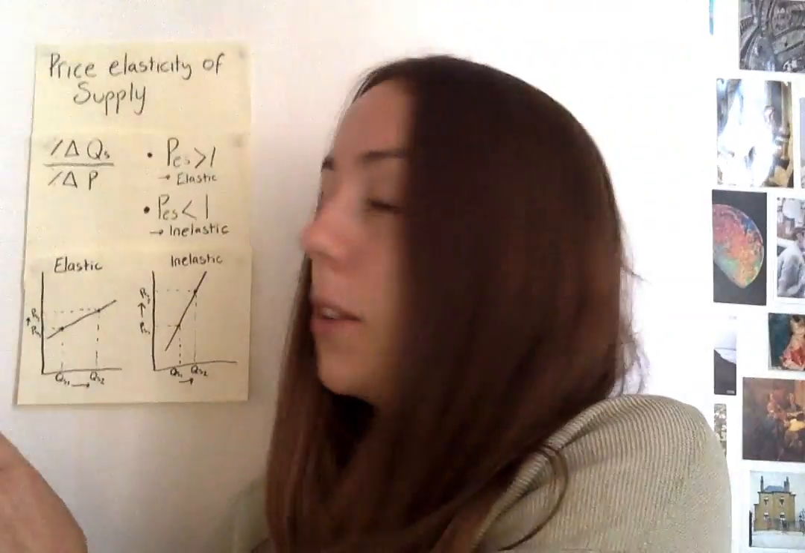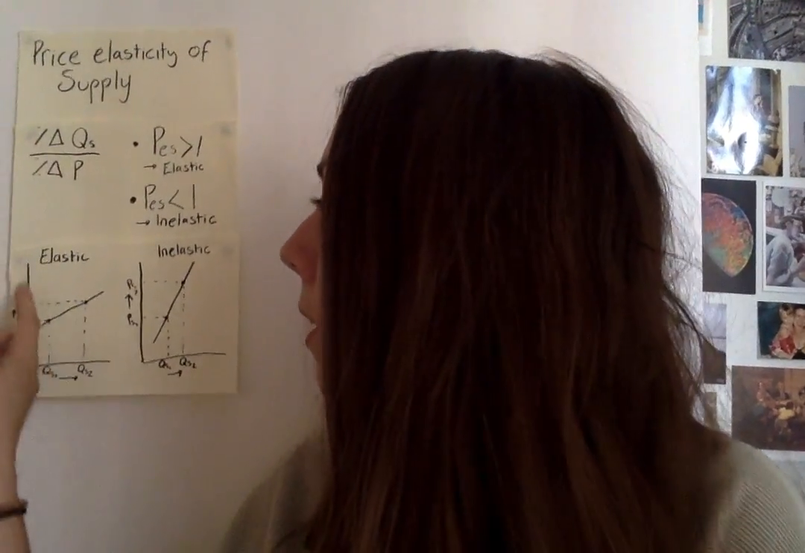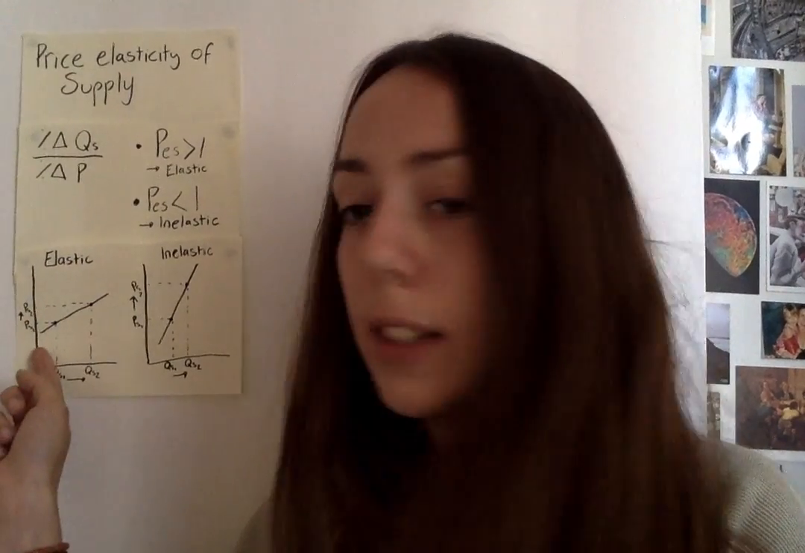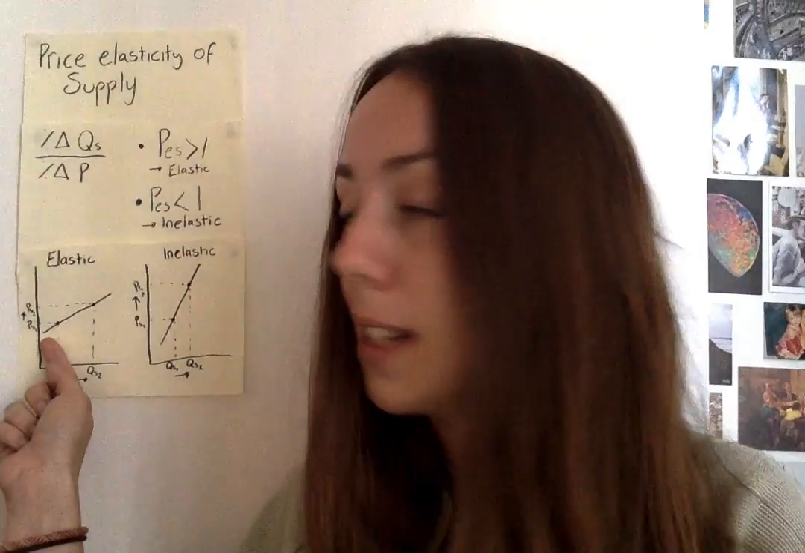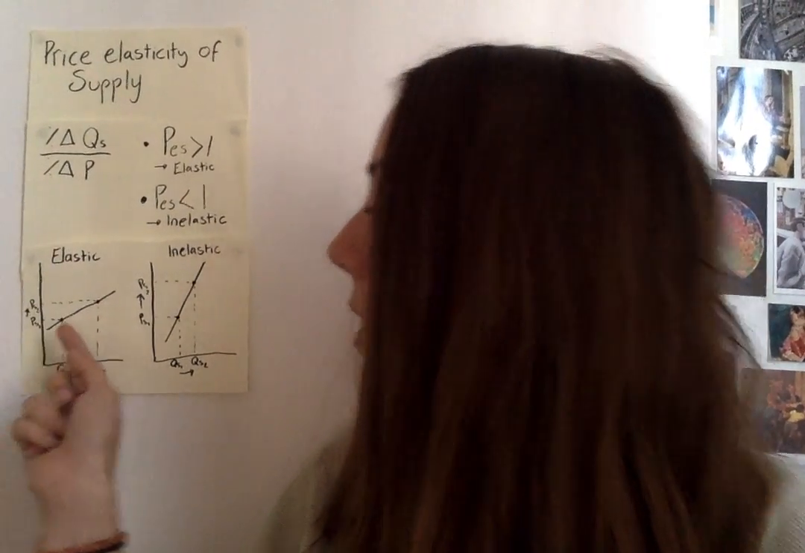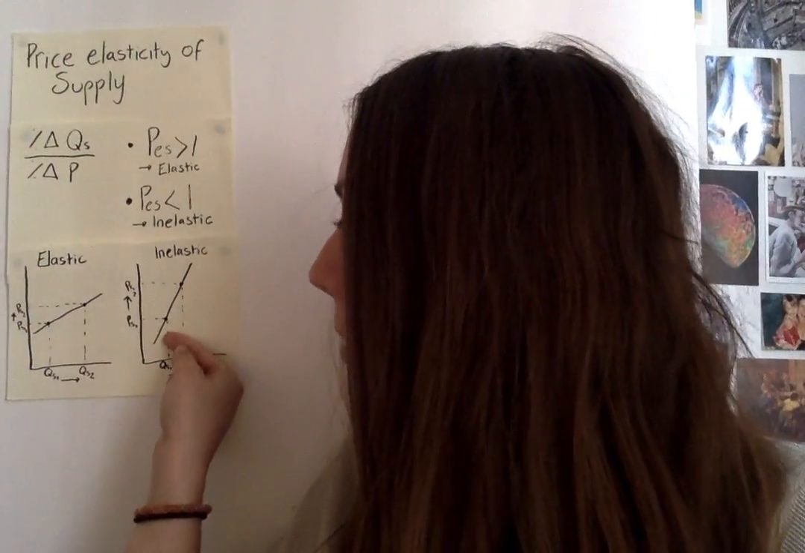And the way this plays out on the graph is quite simple. So you have an elastic supply curve. In demand, it's the same way. If it's price elastic, then it tends to be quite a flat one like this, and then if it's inelastic, it tends to be steep.